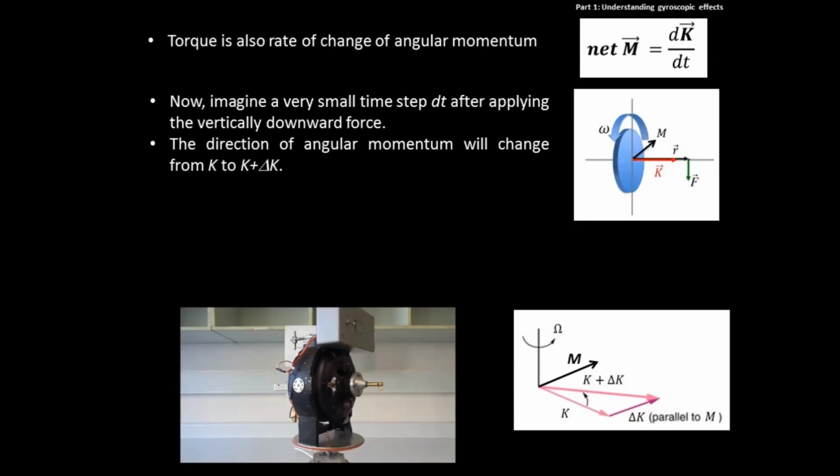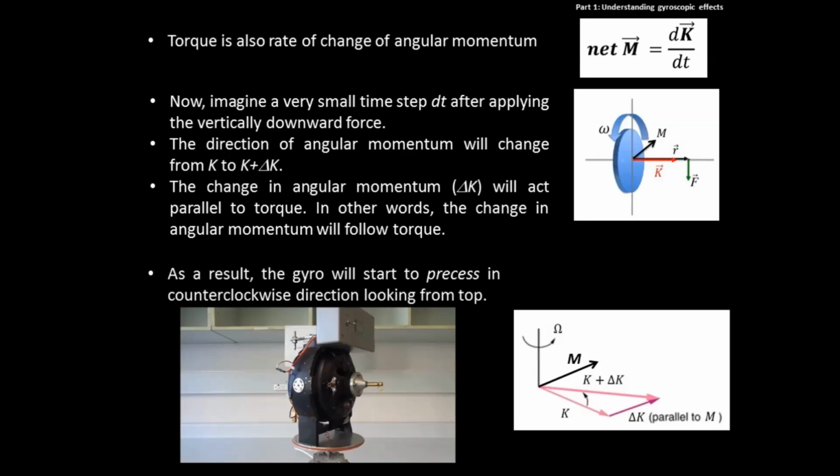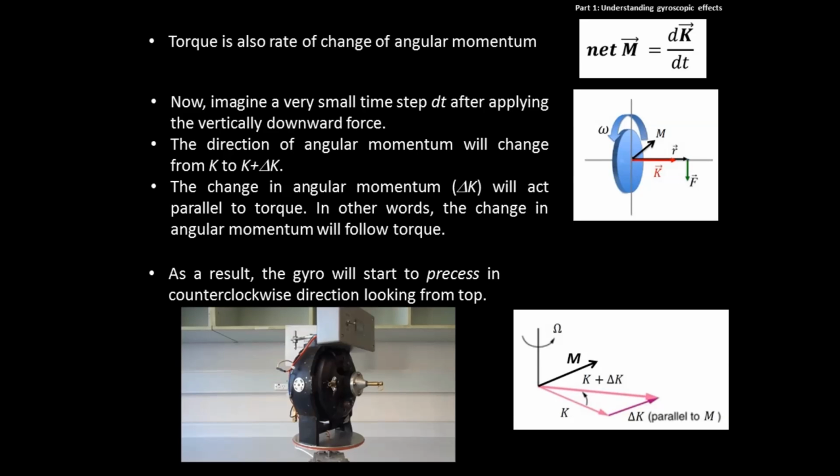And this change in angular momentum, delta k, shown in the picture will tend to act in the direction of torque. So that's the reason the gyro starts to precess counterclockwise looking from top when you apply a vertically downward force.